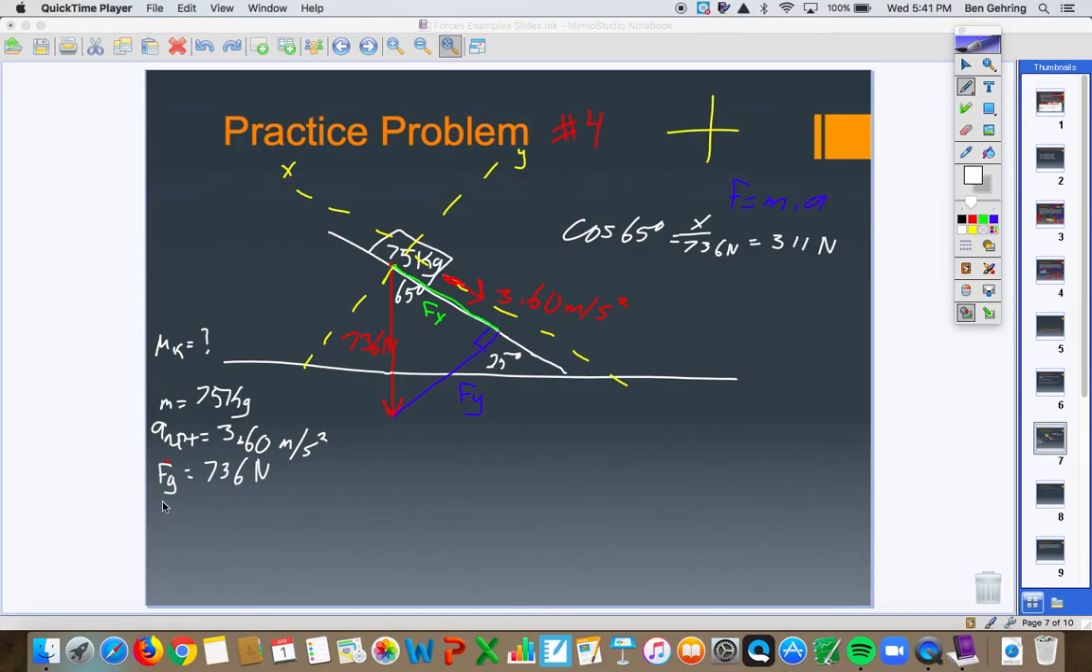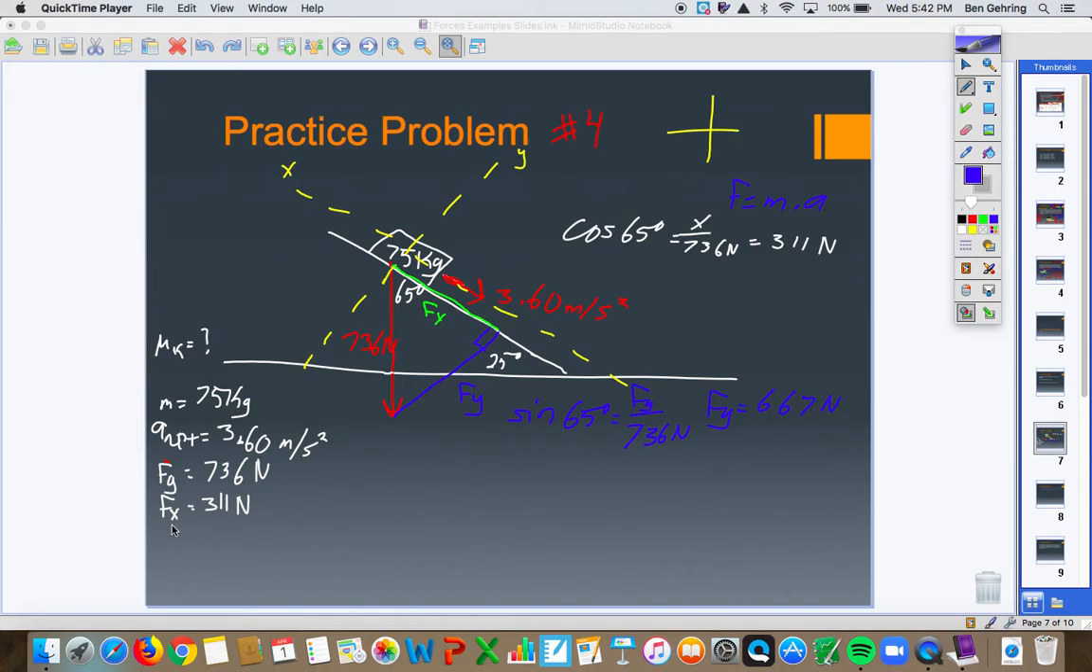So my F sub x over here is 311 newtons. Okay? My force in the y direction, because I used cosine here, I'm going to use sine this time. So I'm going to take the sine of 65 is equal to my F sub y over, again, my hypotenuse, which is 736 newtons. Multiply this across, my F sub y is going to be equal to 667 newtons.